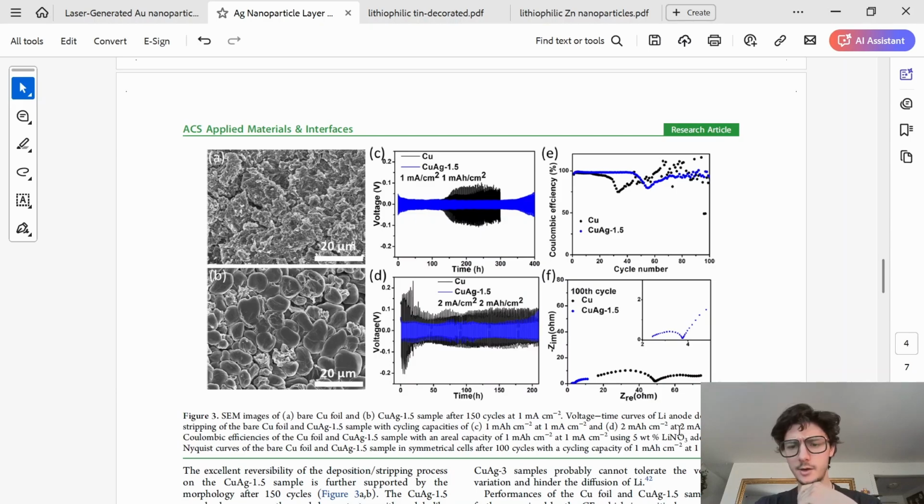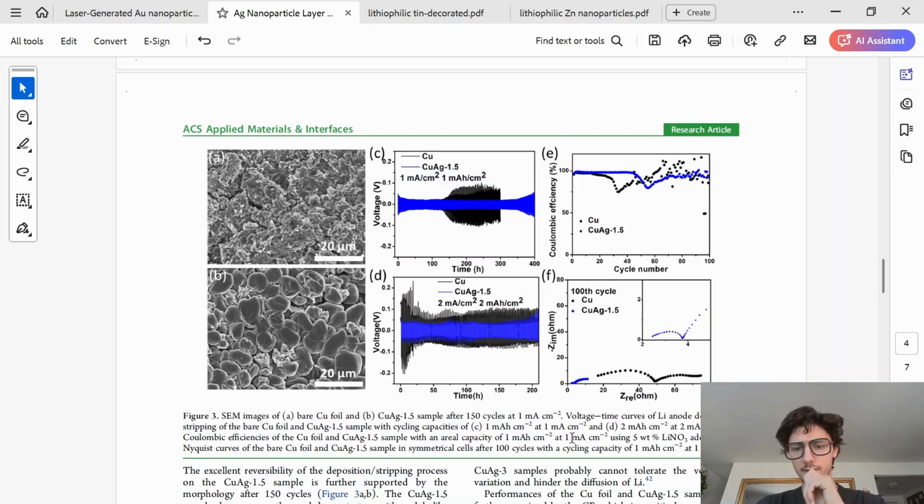Voltage time curves of lithium anode deposition, stripping of the bare copper foil and the copper with the silver nanoparticles at 1.5 minutes. Sample with the cycling capacities of C, 1 milliamp hour per centimeter squared. Boom. So we have voltage as a function of time. Here we have the black. You could see it spikes up, higher voltage, and then it looks like it dies off over here. I'm not too sure. I can't confirm that. And then this blue one continues for 400 hours. And this is at a specific current density over here.